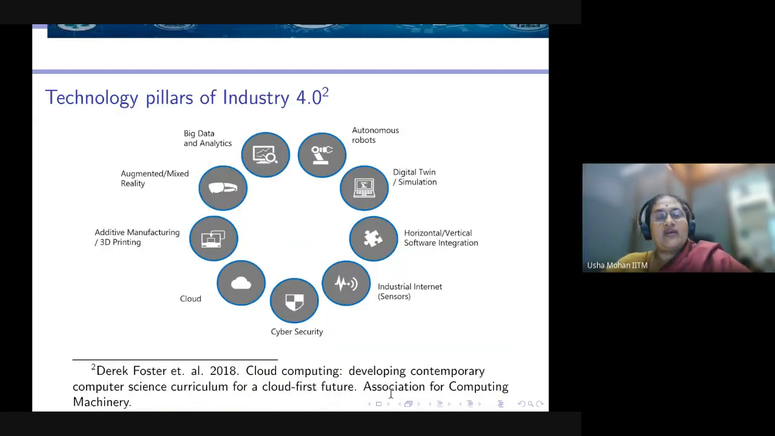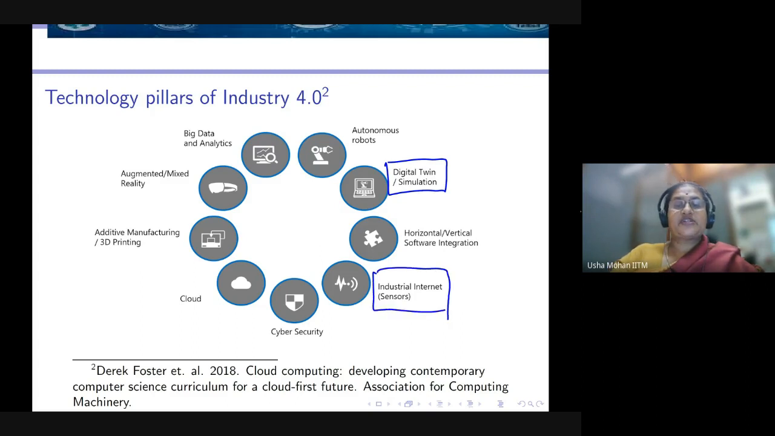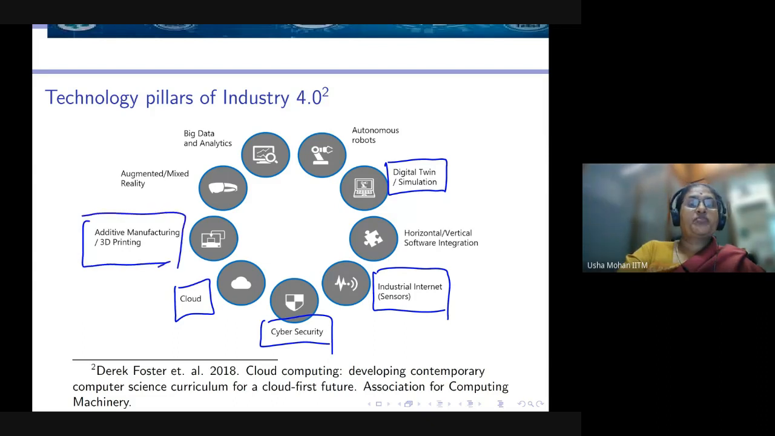So when Derek Foster et al. proposed the technology pillars, what are the key technology pillars of Industry 4.0? He talks about autonomous robots, digital twin simulation. I'm just going to mark a few things which are going to be very relevant with respect to supply chain: industrial internet or sensors, cyber security, cloud, additive manufacturing, augmented or mixed reality, big data and analytics.